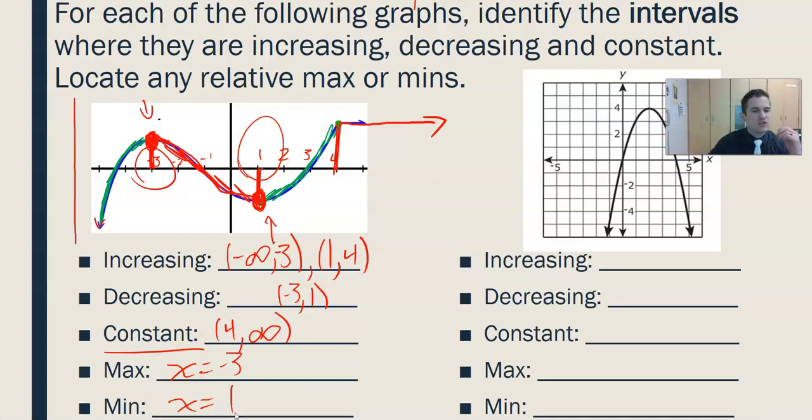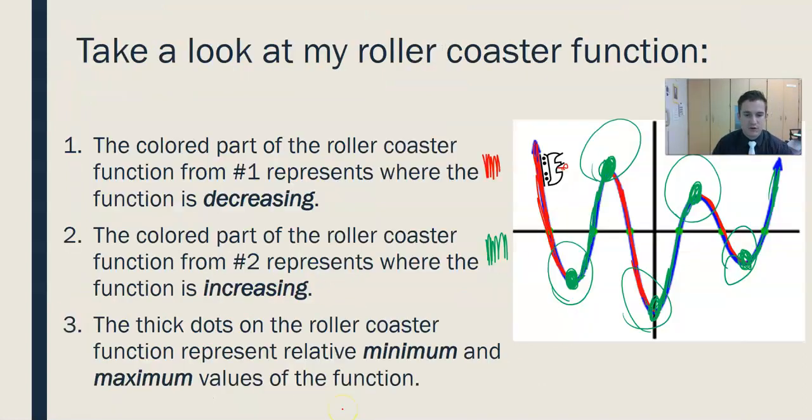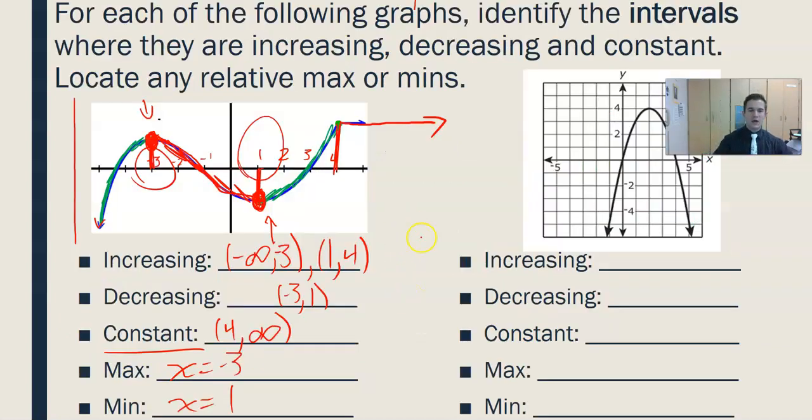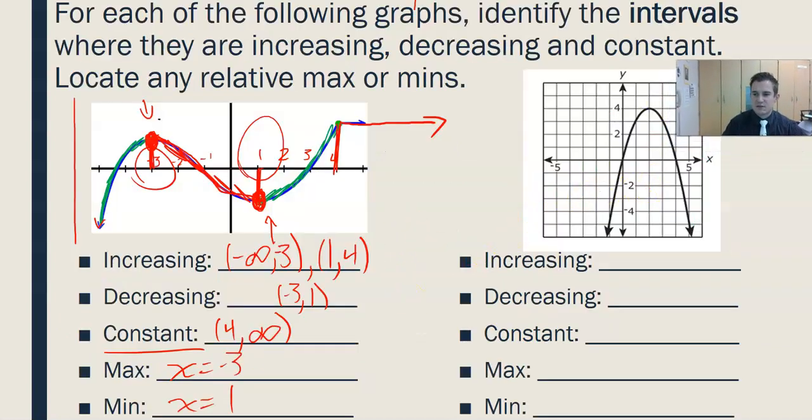And in this function, there's just one maximum, one minimum. Sometimes you might have multiple. So for example, when we looked at our roller coaster function before, I had 2 maximums and I had 3 minimums. So know that that's possible. Okay, let's look at this graph right here.